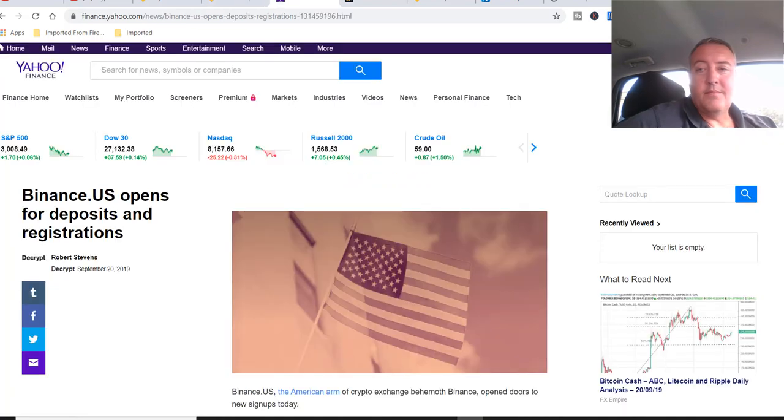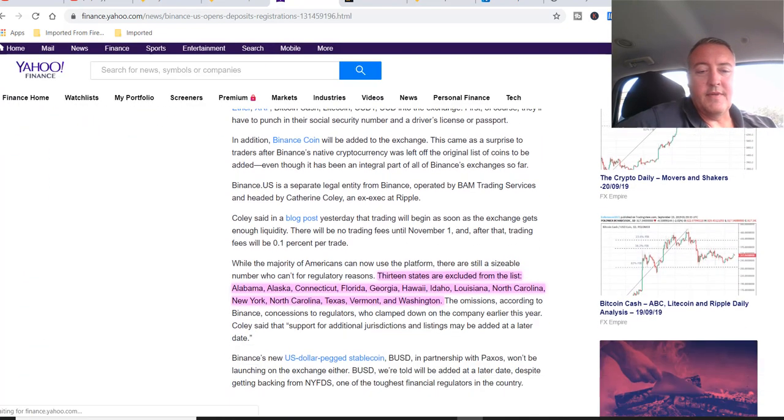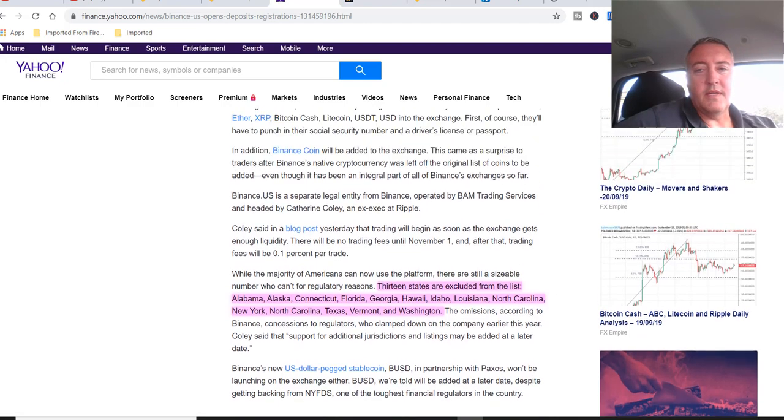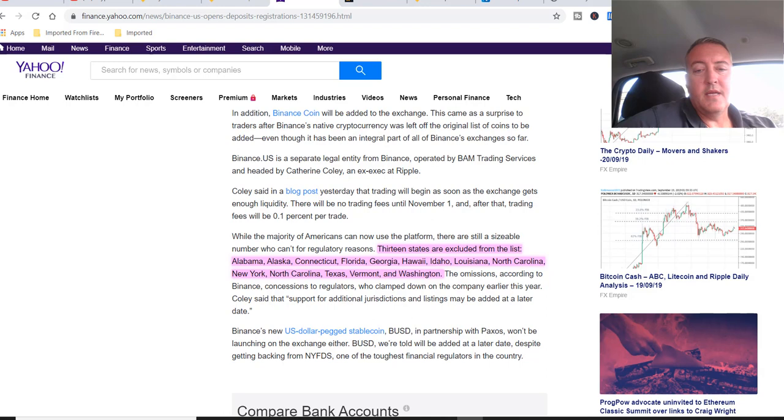Head over to Yahoo Finance. We scroll down a little bit. These are the 13 states that are banned. We have Alabama, Alaska, Connecticut, Florida, Georgia, Hawaii, Idaho, Louisiana, North Carolina, New York. We've got North Carolina twice, Texas, Vermont, and Washington. I'm guessing that's probably going to be South Carolina. Those are all the states that are still banned. So what is that? 13, so maybe 37 states are allowed to use Binance US, and just a few of us here are still banned.